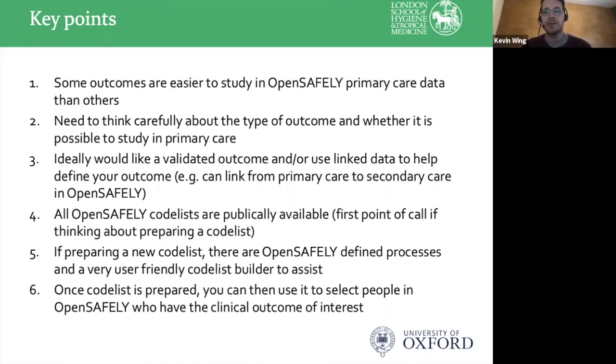Then if you have to prepare a code list within OpenSAFELY, first of all, you check the OpenSAFELY code list website for the public to see if it's there already. If you need to prepare a new one, then OpenSAFELY has defined processes and a very user-friendly code list builder to assist in this. And then once you have a code list for your outcome, you can use it within studies to select people in OpenSAFELY who have the clinical outcome of interest.